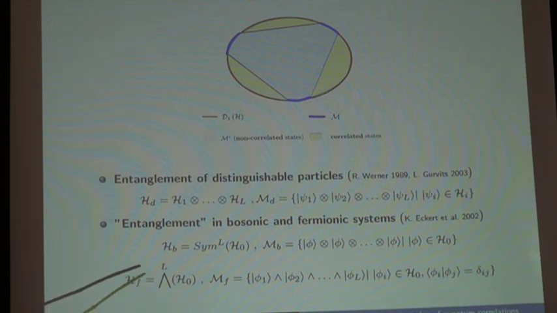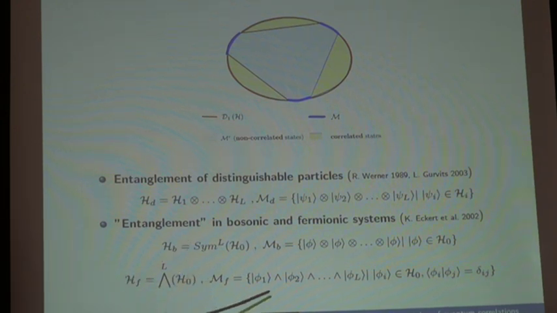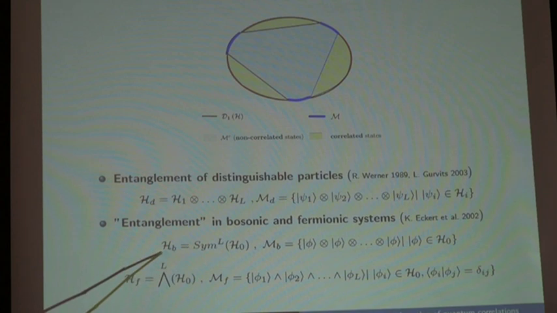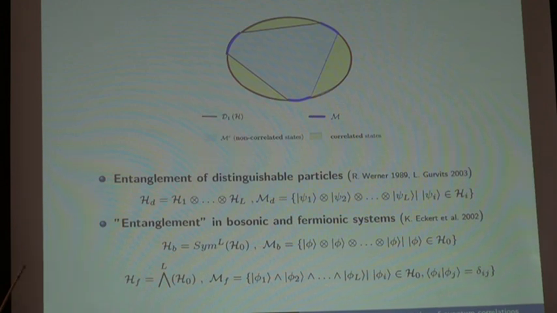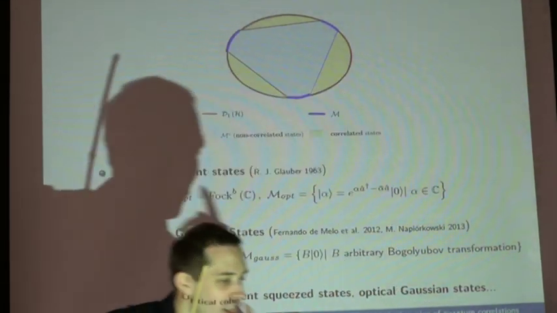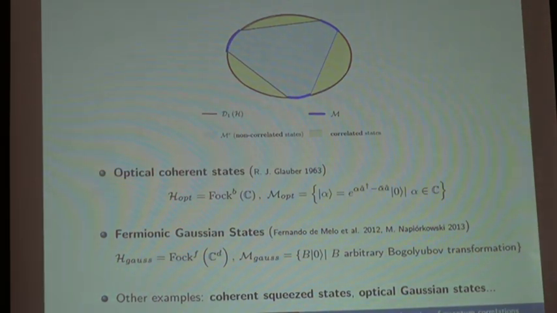Another class. I have L fermions, and the class of pure states consists of Slater determinants. This is a natural class that pops out in Hartree-Fock theory, for instance, and these are the simplest tensors I have at hand in this space. I like this complicated expression. I wanted to make them as simple as possible, but okay.